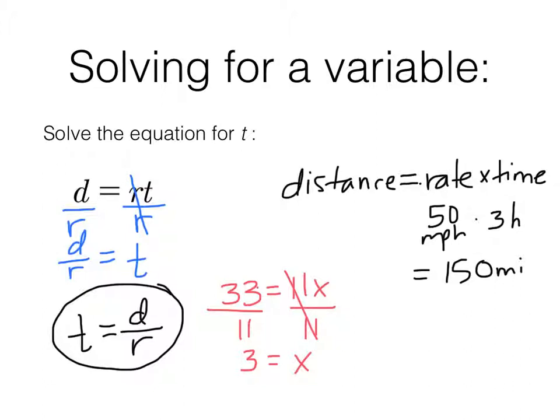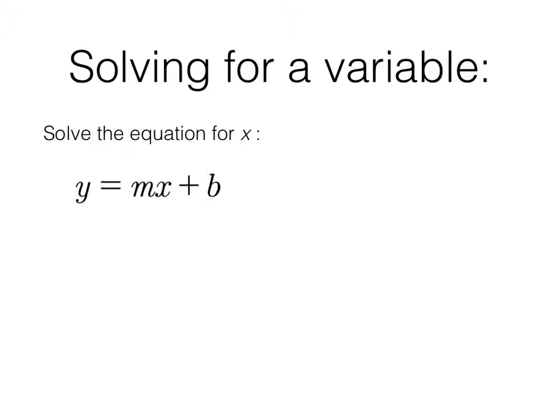Let's try another one. Okay, let's look at this one. We're going to solve this equation for x. We have y equals mx plus b, or m times x plus b. So this time, I have a little bit more to do. Let's again think about an analogous equation. Let's think about 11 equals 3x plus 2. Well, what would I do first here? We know that we're supposed to use the order of operations in reverse.